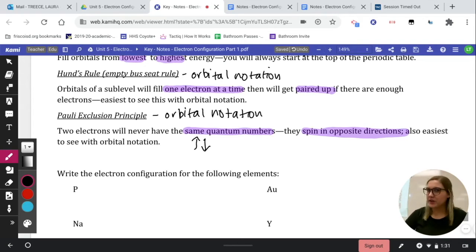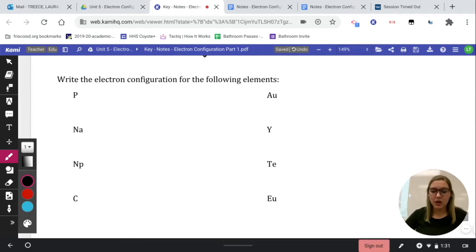So now we are actually going to write some electron configurations. We are going to start by writing the electron configuration for phosphorus. Okay. And I'm going to use my large periodic table to show you guys what I'm doing. So follow along as we are talking through that.